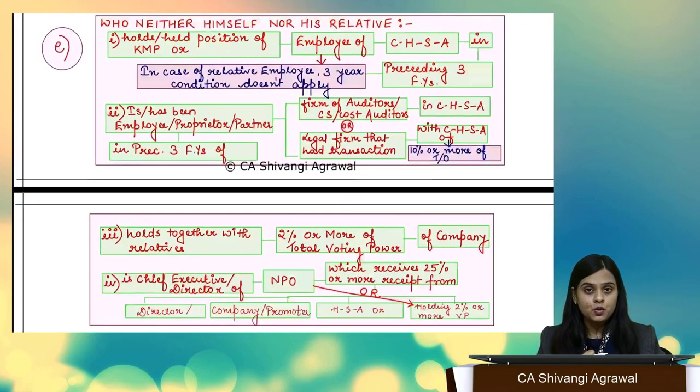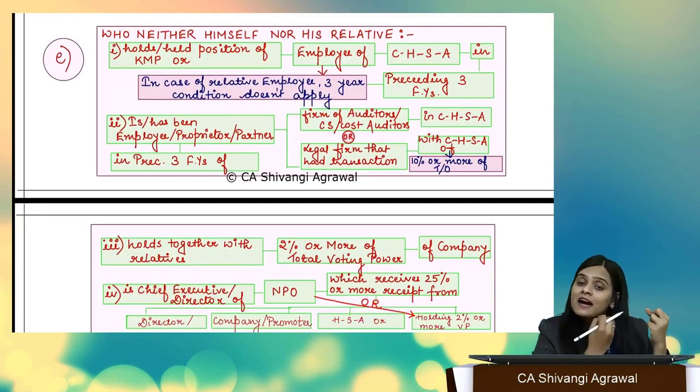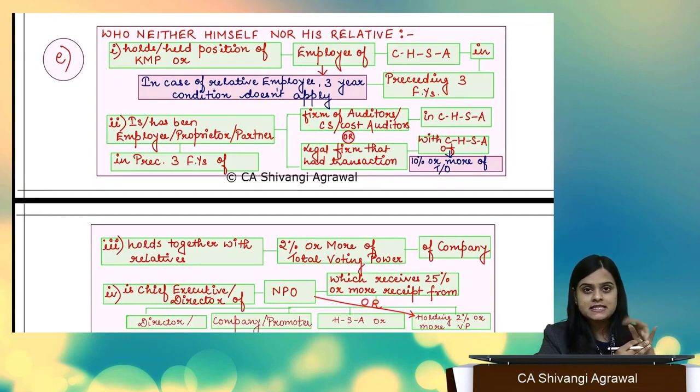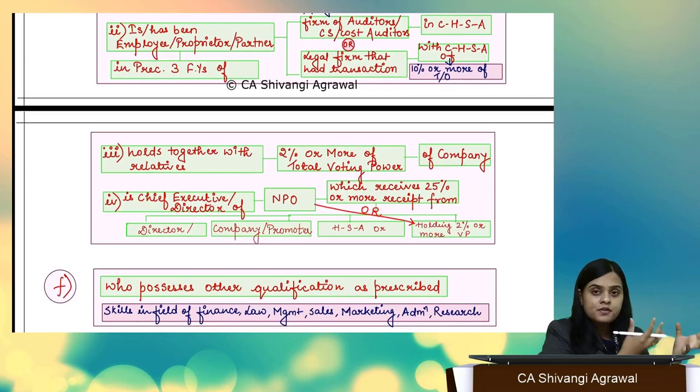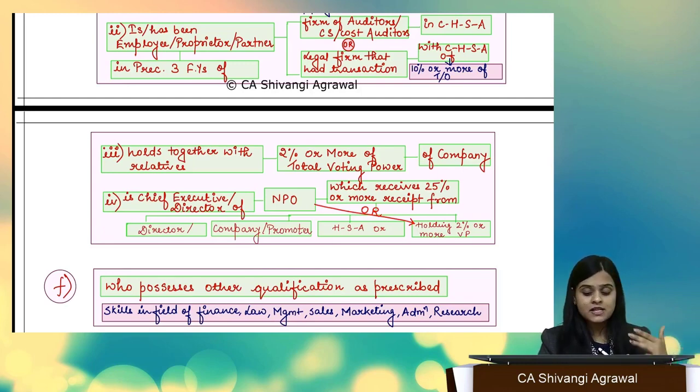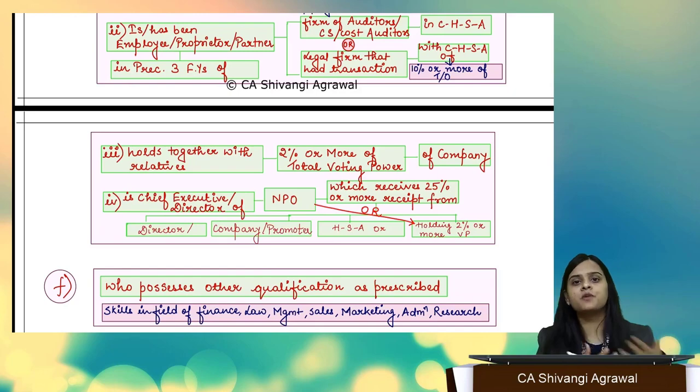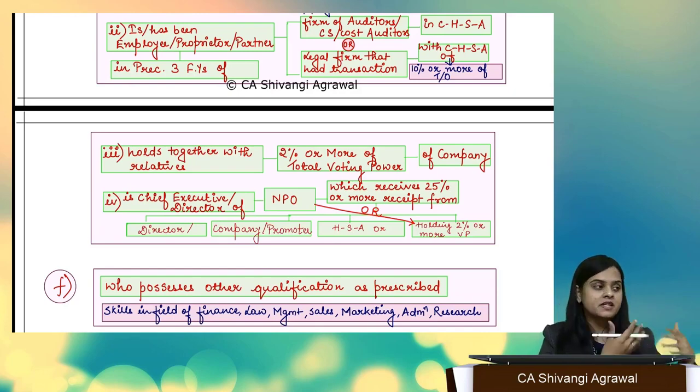Now, you or your relative should not have been a KMP or employee in CHSA in the preceding 3 financial years. However, a relative may have been an employee. You or your relative should not have been an employee, proprietor or partner in the audit firm of CHSA, CS firm of CHSA, cost auditor firm of CHSA, or such a legal firm which is getting 10% or more of its total income from CHSA, in the preceding 3 financial years.